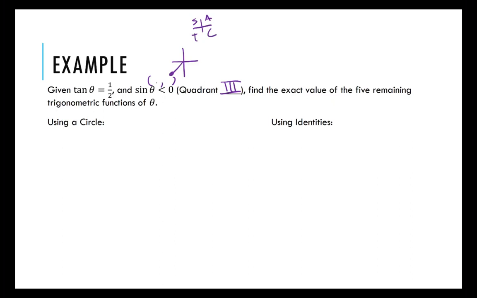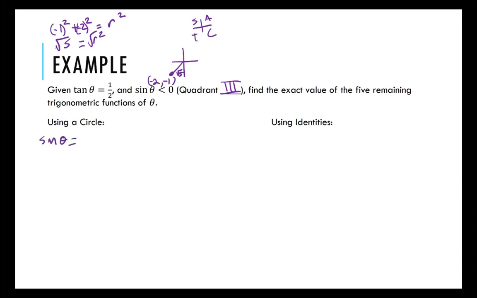Tangent is y over x, so that's going to be 1 and 2. And then using the fact that 1 squared plus 2 squared is equal to r squared. 1 squared is 1, 2 squared is 4, 4 plus 1 is 5. That gives us that r squared is equal to 5. Take the square root of both sides. Since this should be negative, because we know we're in quadrant 3, then we get that r is root 5. So then we get all our other ones.